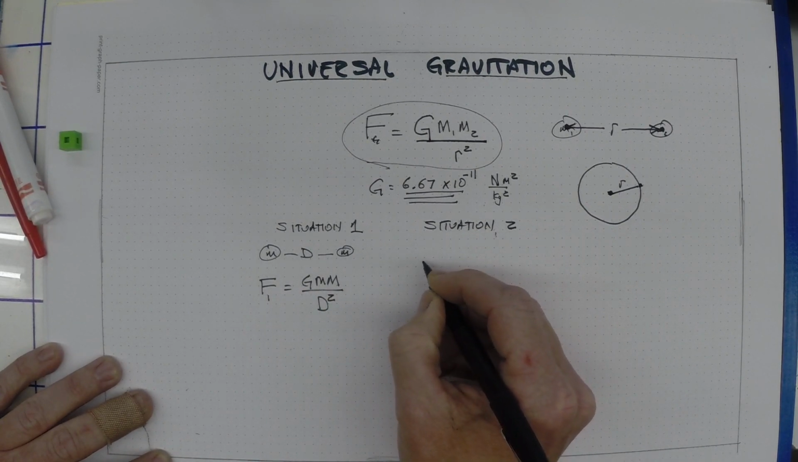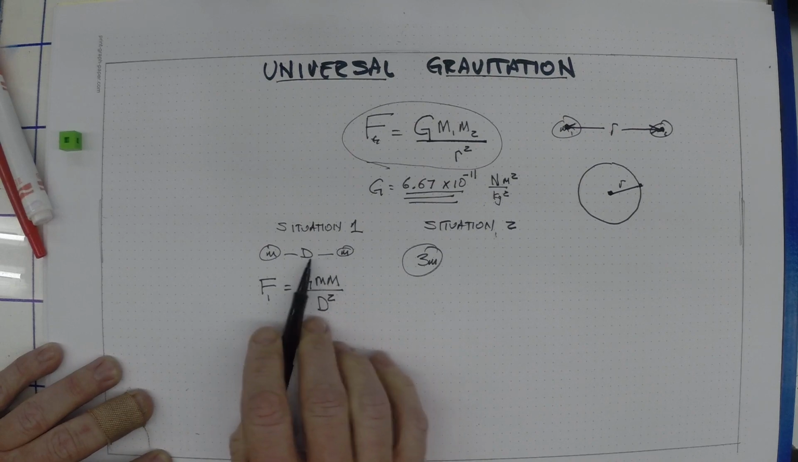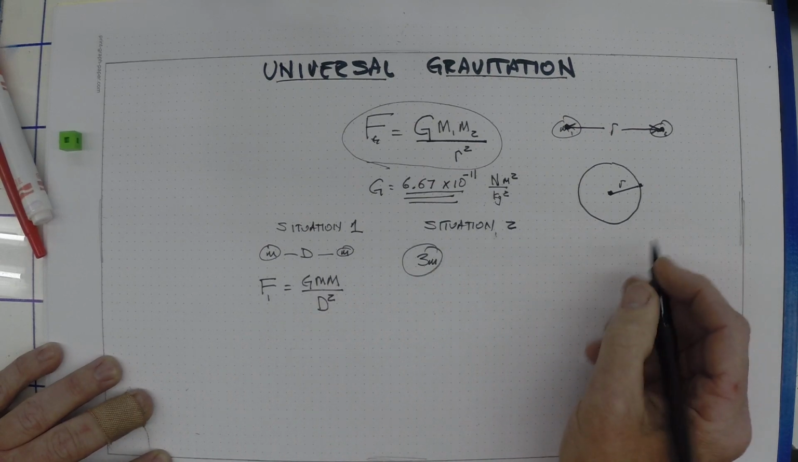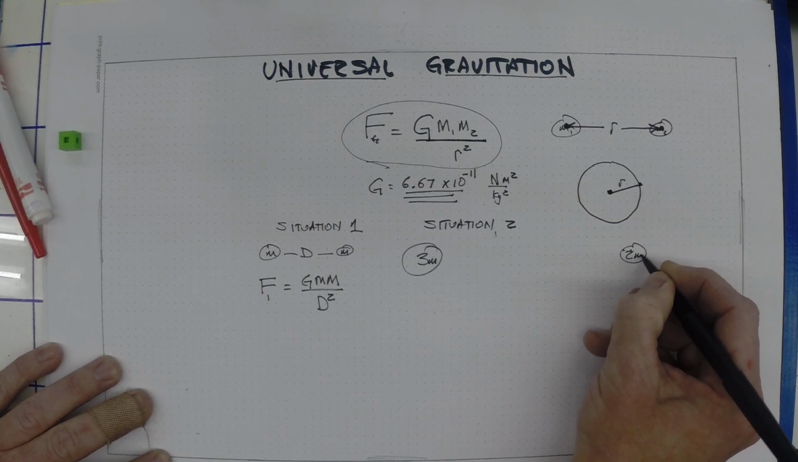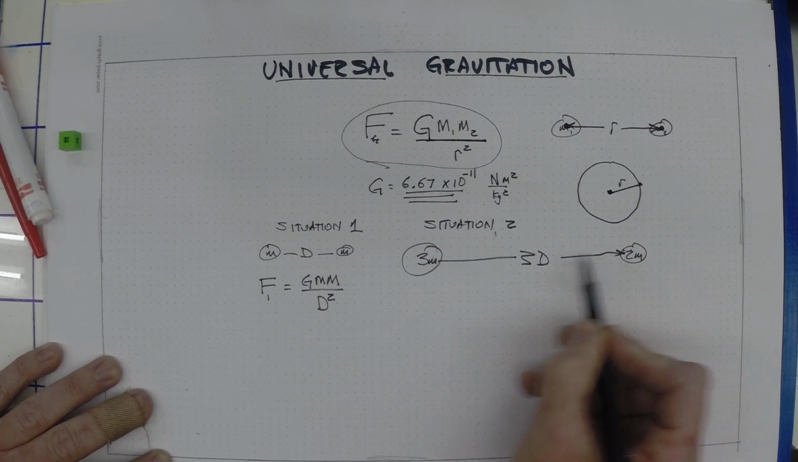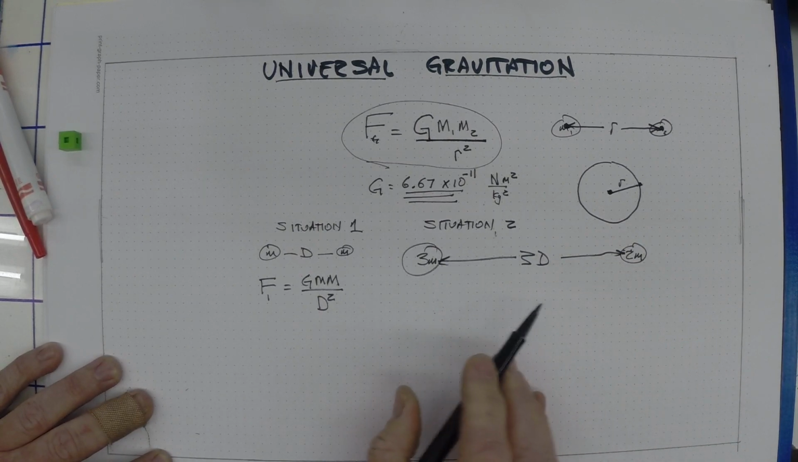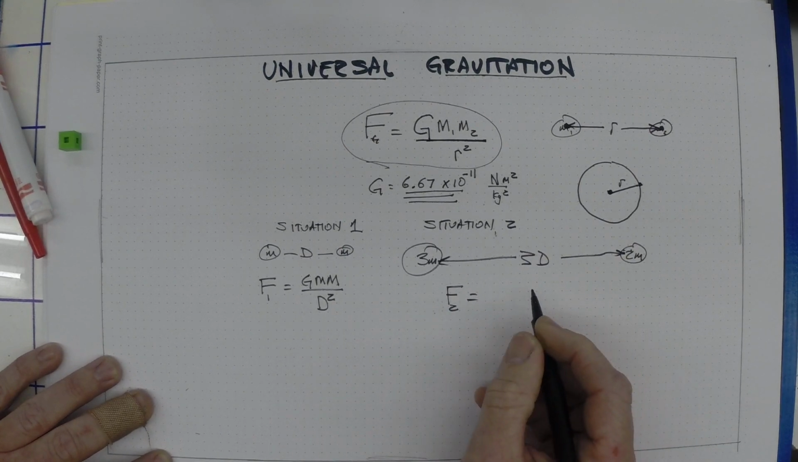Now, we look at situation 2. We triple one of the masses, so we'll call this 3m, and we double the other, and this one's 2m. And we move them 3 times this distance apart. So roughly speaking, maybe out here. And they're now 3 times that distance apart. Okay, what would be the force F2 between them now?